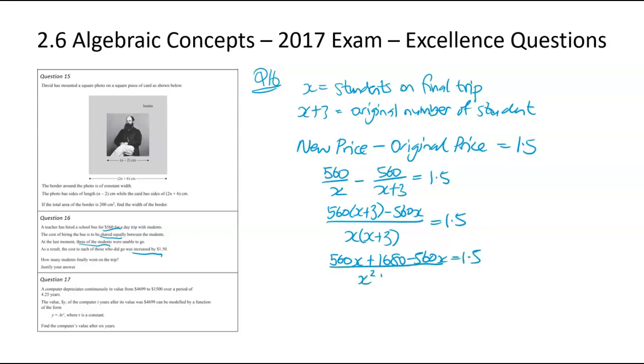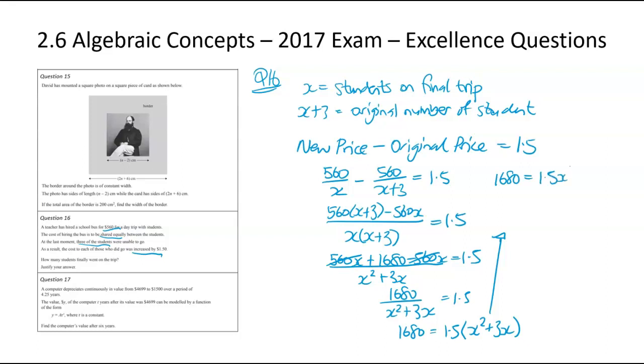That's divided by x times x plus 3 as well. So that was the denominator. We can see the 560x's, they cancel each other out. That's leaving us with 1680 divided by x times x plus 3 equals 1.5. And we've got 1680 equals 1.5 times x squared plus 3x. And once we're at this stage, that's beginning to look like a fairly simple quadratic. So let's expand that bracket. So we've got 1680 is equal to 1.5x squared plus 4.5x.